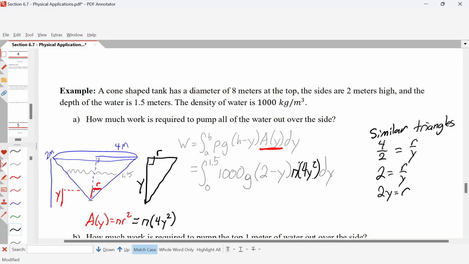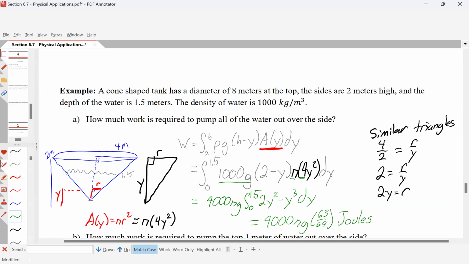There's a lot of constants here. It's a very long integral, but ultimately this 1000 g is just a constant, this pi, this 4, just a constant. So this is going to be 4000 pi g, the integral from 0 to 1.5 of 2y squared minus y cubed dy. We can evaluate that integral. If you work it all the way out, you'll get 4000 pi g times 63 over 64 joules. So it takes that much work to pump all the water out of this tank.